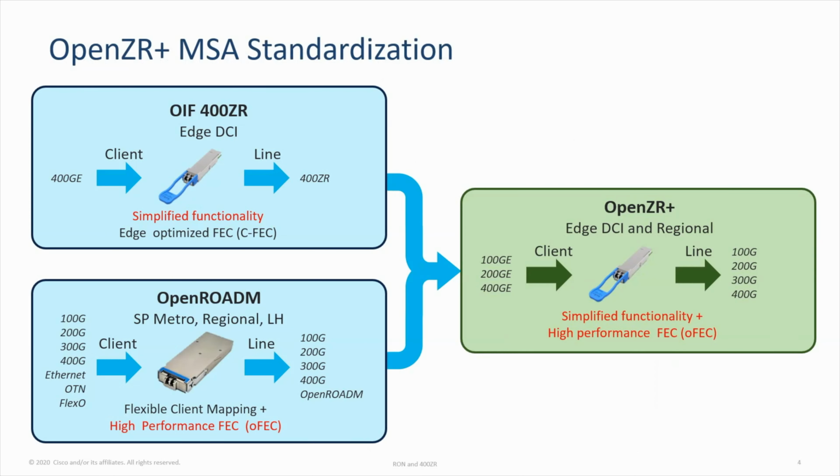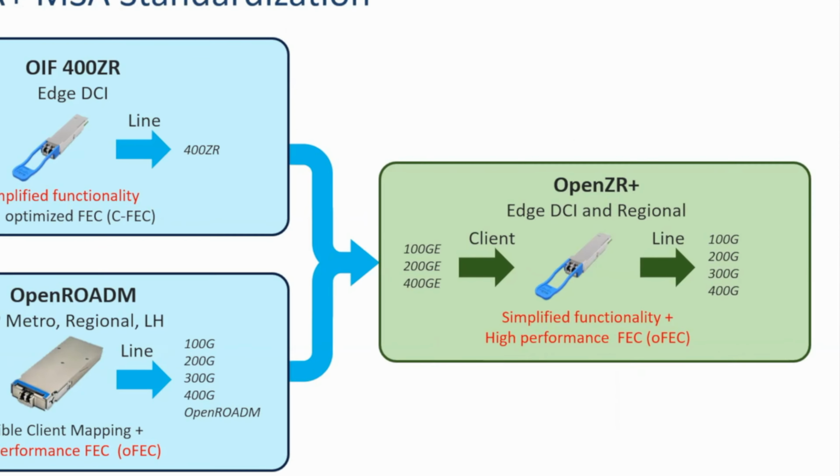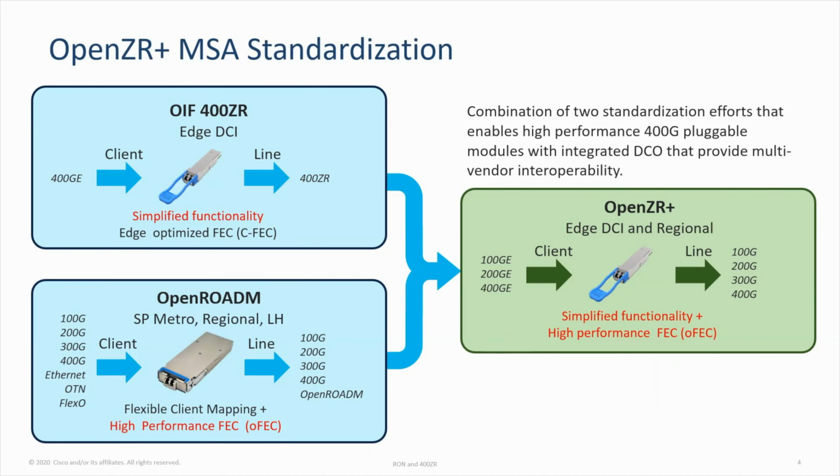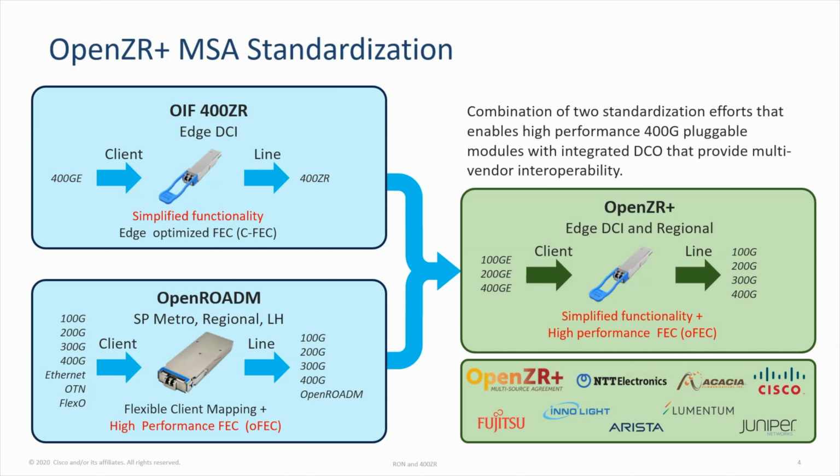The OpenZR+ MSA attempts to combine the best of both standards, retaining the simplicity while keeping the multiple rates with high-performance spec. This simplification allows 400G ZR+ to be integrated into a QSFP-DD pluggable. Cisco and many other vendors are active members of the OpenZR+ MSA to ensure multi-vendor interoperability.